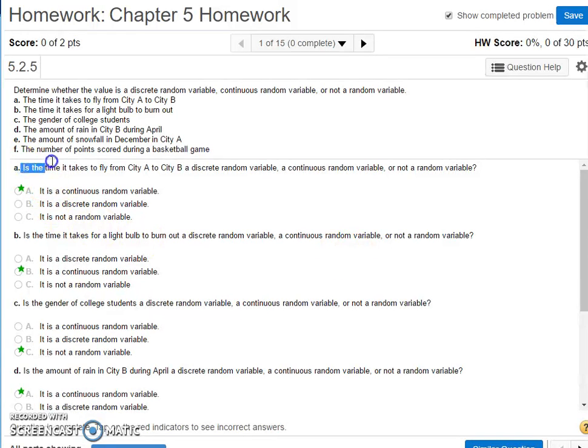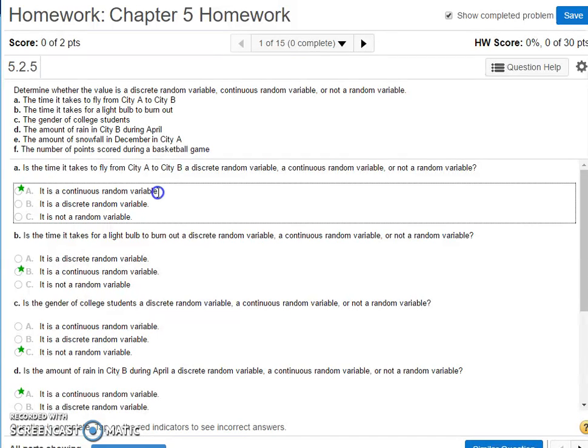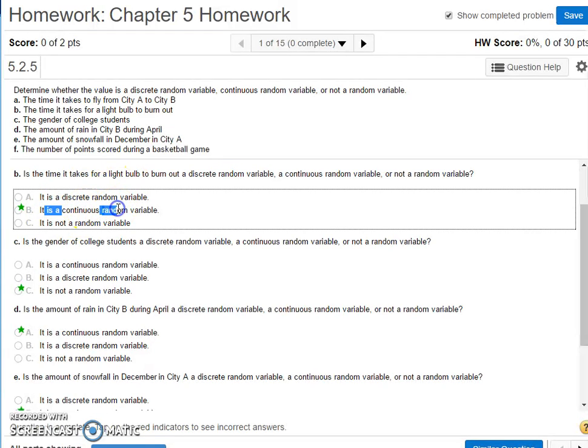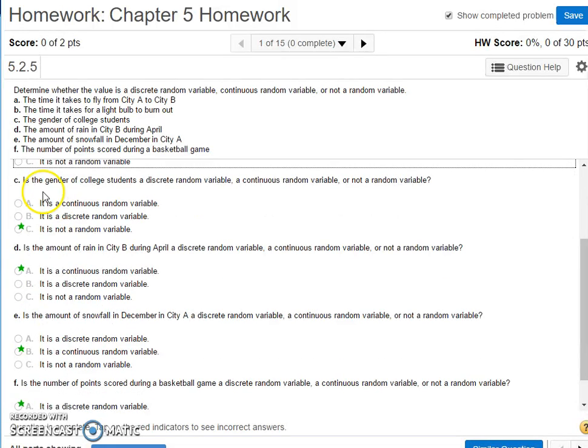So is the time it takes to fly from city A to city B? Well, that's going to be continuous because it's not going to just be 6 hours. It could be 6 hours, 35 minutes, and 26 seconds. So there's pieces in between there. The time it takes for a light bulb to burn out, that's also going to be continuous because that could also be 27 hours, 36 minutes, 21 seconds.